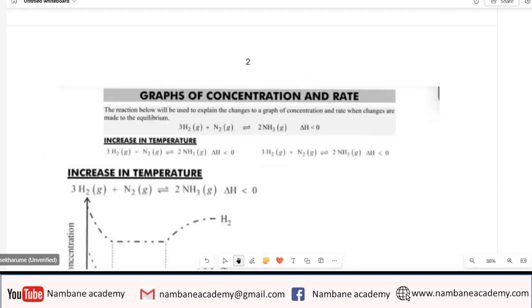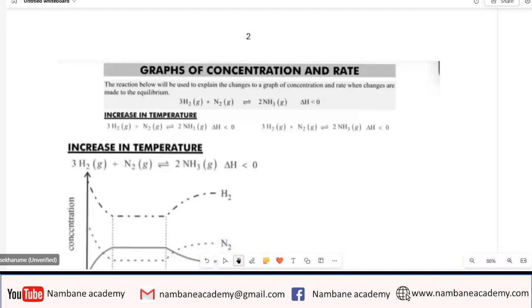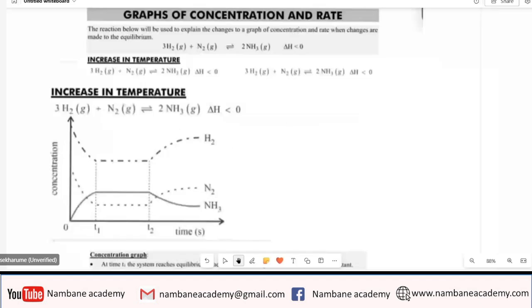Moving to the second page, the graph of concentration and rate. What is given there is the graph of concentration versus time. The reaction below will be used to explain the change to a graph of concentration and rate when changes are made to the equilibrium. So the system is at equilibrium. Then the delta H is less than 0. This is an exothermic reaction.